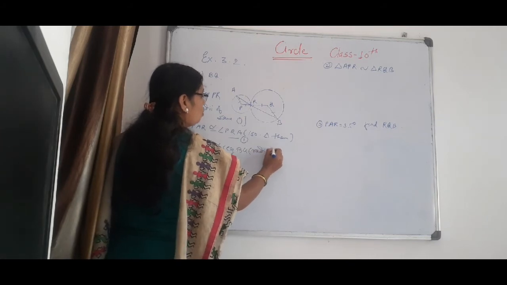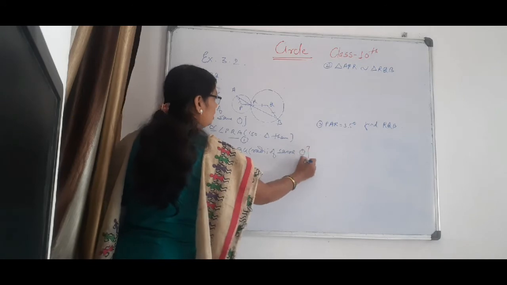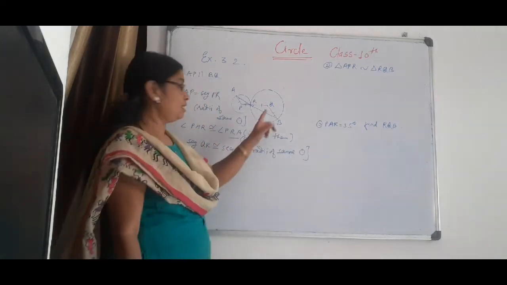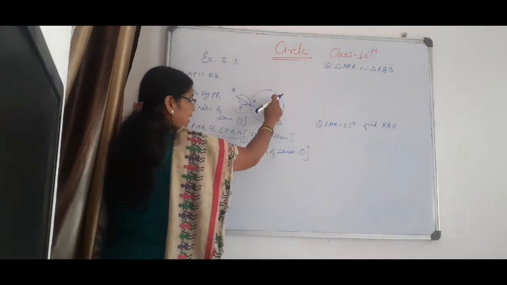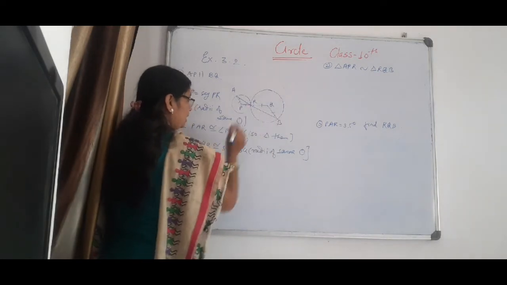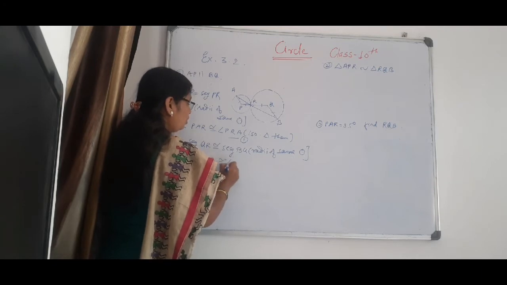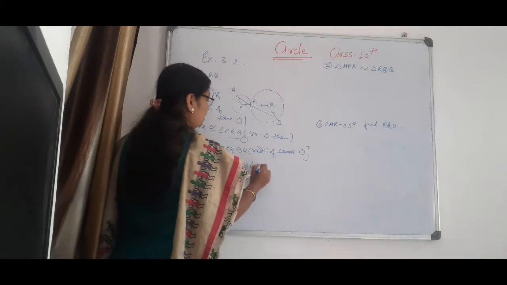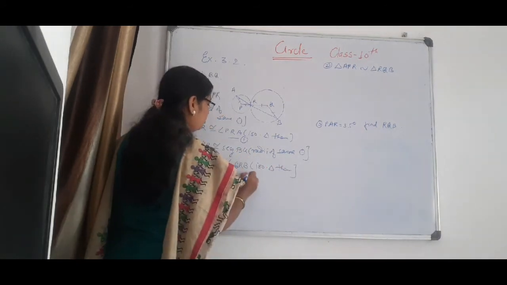Radii of the same circle. Here also, if sides are congruent, then the angles opposite to them are also congruent. So which angle? Angle QBR is congruent to angle QRB by the isosceles triangle theorem. It is your second equation.